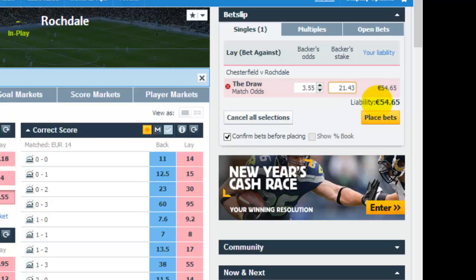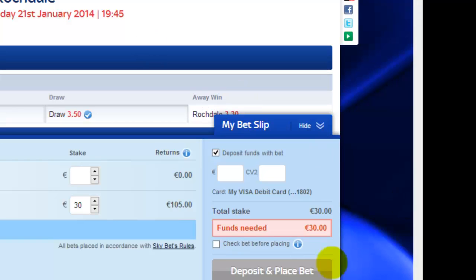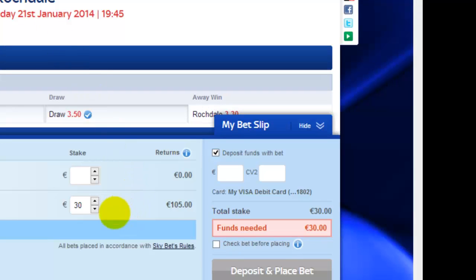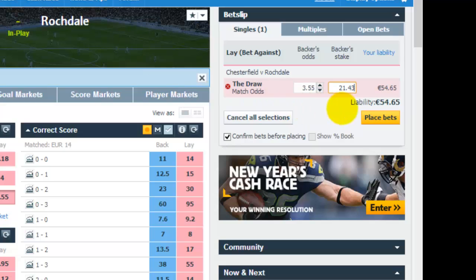So if it ends up in a draw, we win with Sky Bet, we lose with Betfair, and the difference is €20.36, which is €75 less €54.65. If it is not a draw, we would lose our bet in Sky Bet, which is the €30 free stake, so we've lost our free bet. But we get to keep our stake in Betfair less the 5% commission.